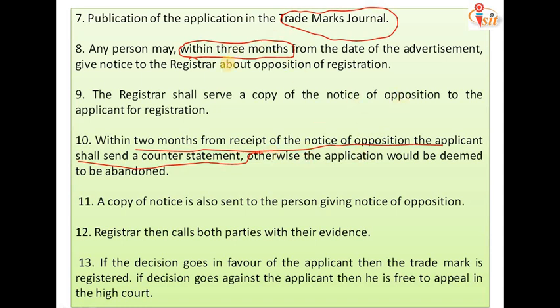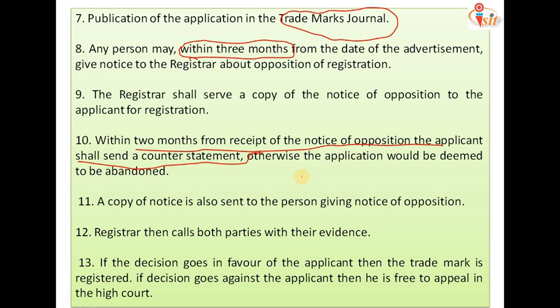Within 3 months from the date of publication of the advertisement, any person can oppose the registration of the application, and within 2 months from getting the notice from the registrar, the applicant has to give a clarification statement for his notice, otherwise the application would be deemed to be abandoned. If the applicant does not give a proper response to the opposition, then the application gets cancelled.